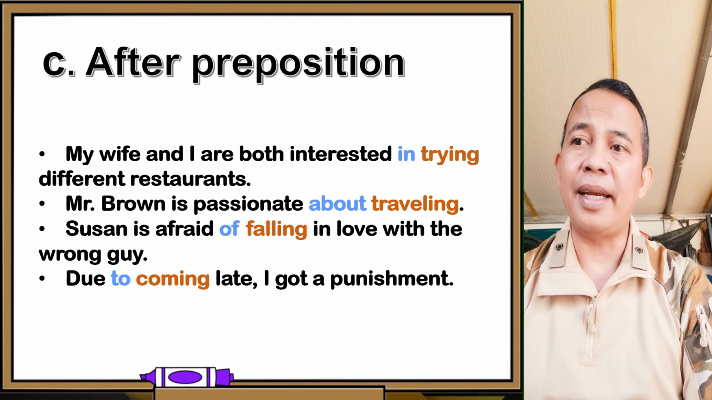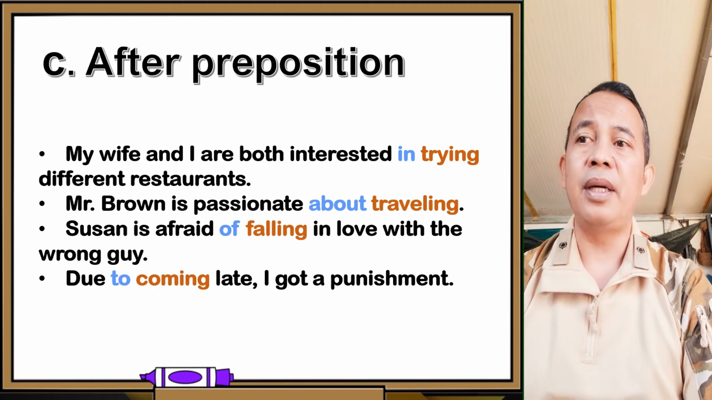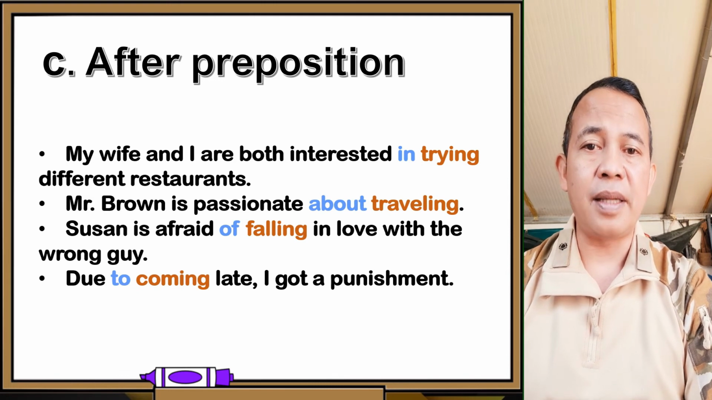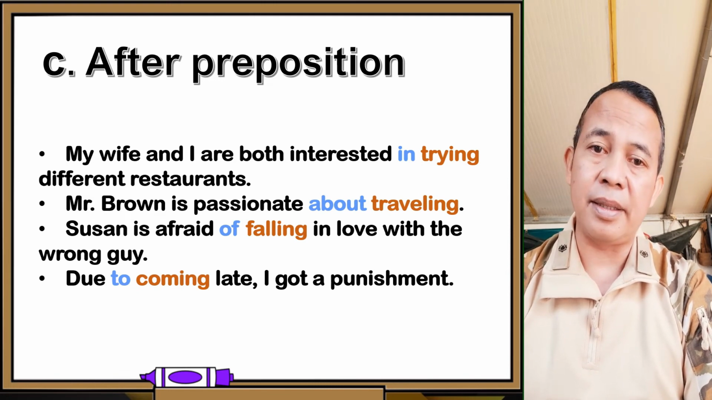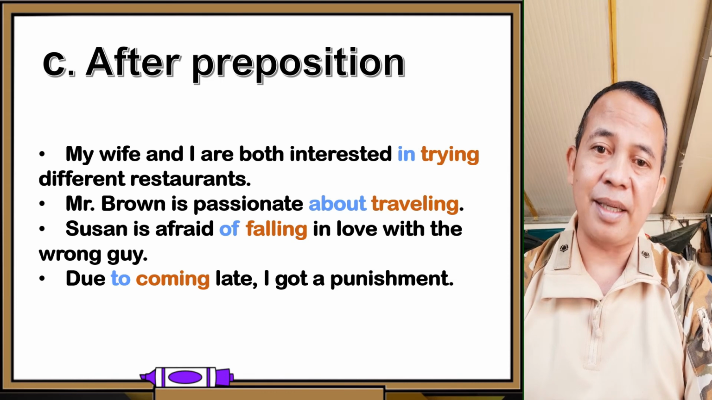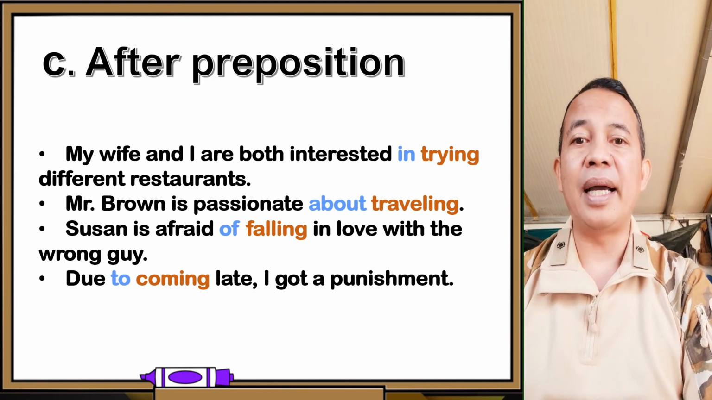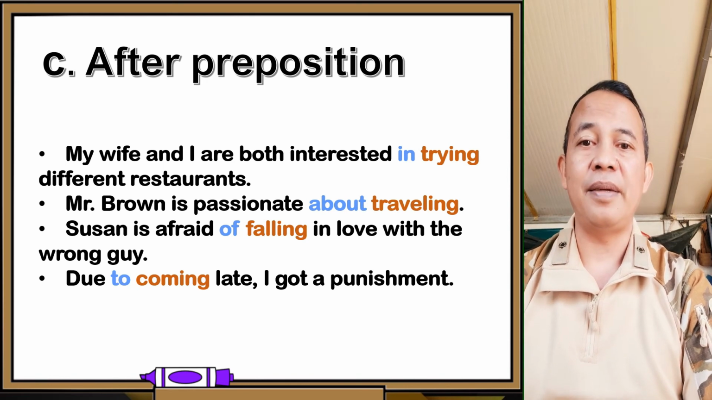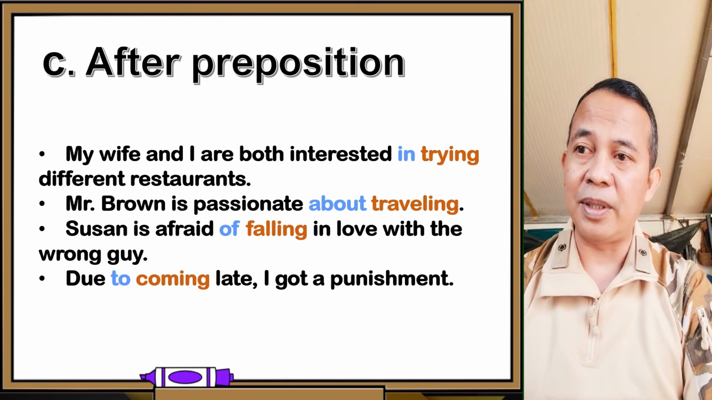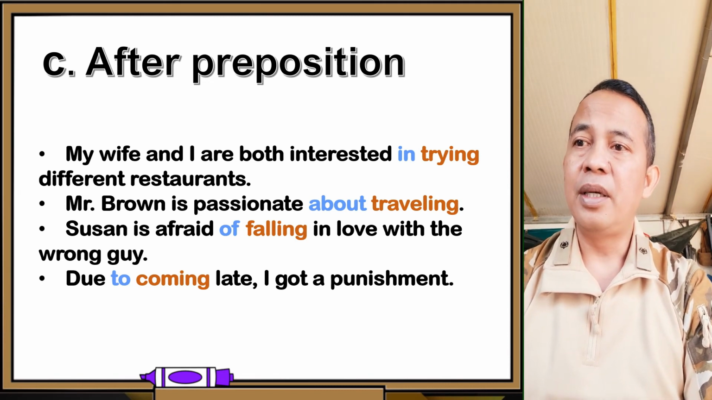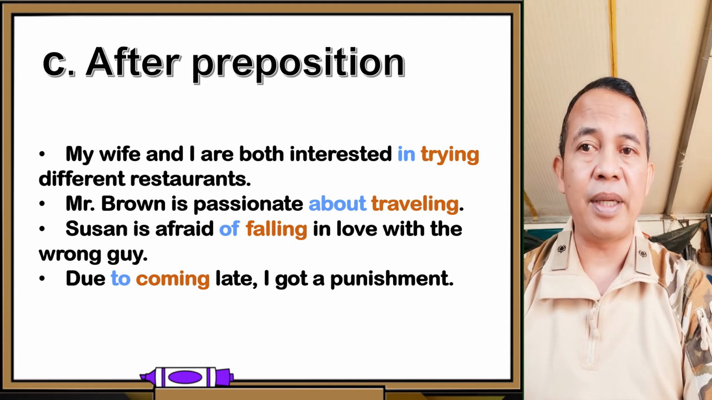And then look at example number 2. Mr. Brown is passionate about traveling. Again, because about is a preposition, you need a noun there. If it is a verb, then change it to a noun by adding ing after the verb. And look at the other two sentences, number 3 and number 4. Susan is afraid of falling in love with the wrong guy.